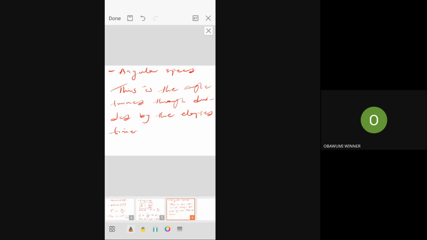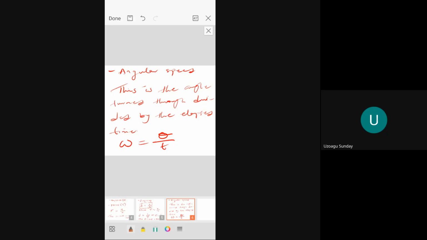From what I said now, you can deduce the formula for angular speed. This angular speed has a symbol. The symbol for angular speed is omega, the symbol that looks like a W. So that is how to write angular speed. What then is the formula, or how can we calculate angular speed? It is the angle turned through, so it is theta, which is our angle, divided by time. It's just the ratio of the angle to time.